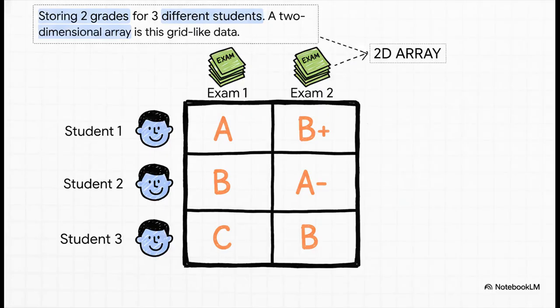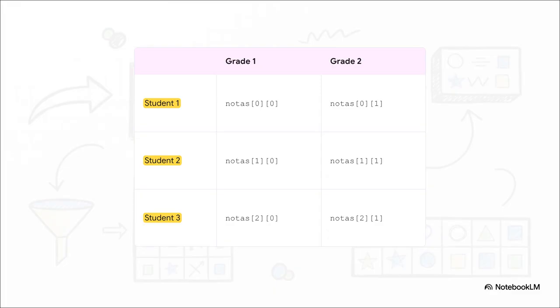Imagine you need to store 2 different grades for 3 separate students. A simple list just isn't going to cut it, right? Because you have 2 categories of information, the students and their scores. This is a job for a grid. A two-dimensional array is the perfect tool for this. And this table shows you exactly how that works.